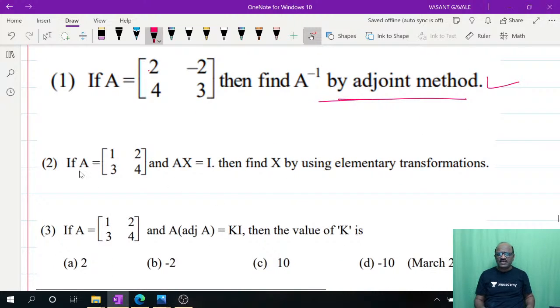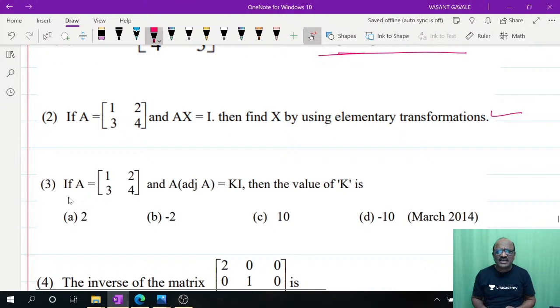Next example, if A is 1 2 3 4 and AX is equal to R, then find X by using the elementary transformation. Next, A is 1 2 3 4, A into adjoint of A is equal to kI. Then the value of k is very simple, that is the determinant of A into I. What is the determinant of this A? That is 1 into 4, 4 minus 6, that is minus 2. Therefore the answer is B, that is minus 2 is the correct one.